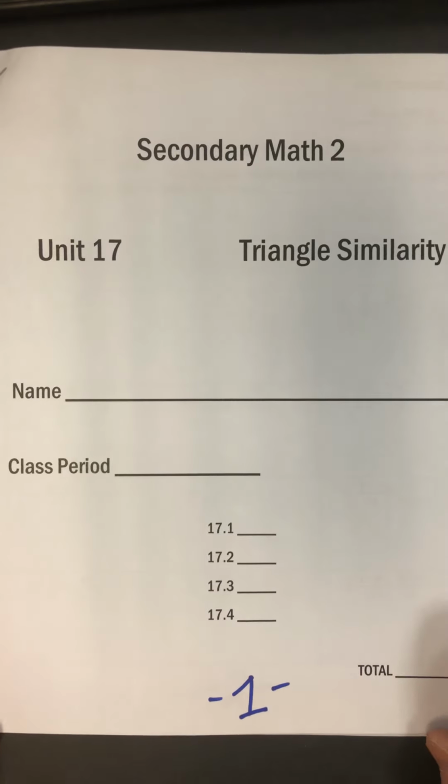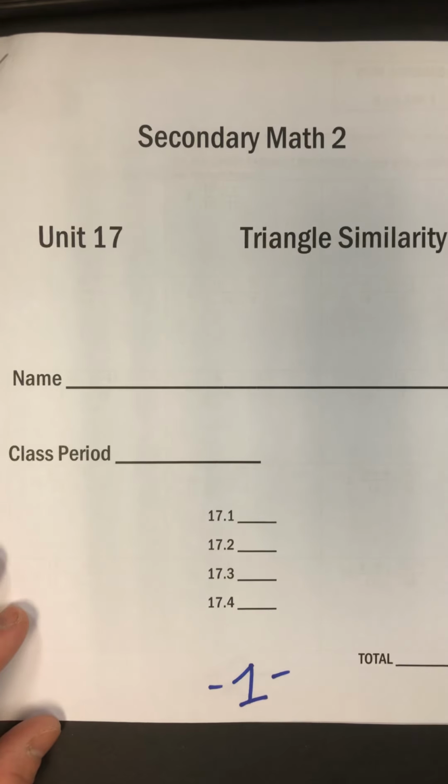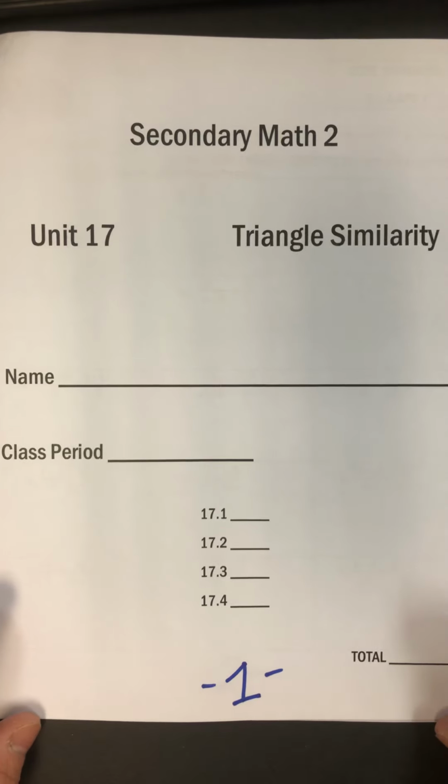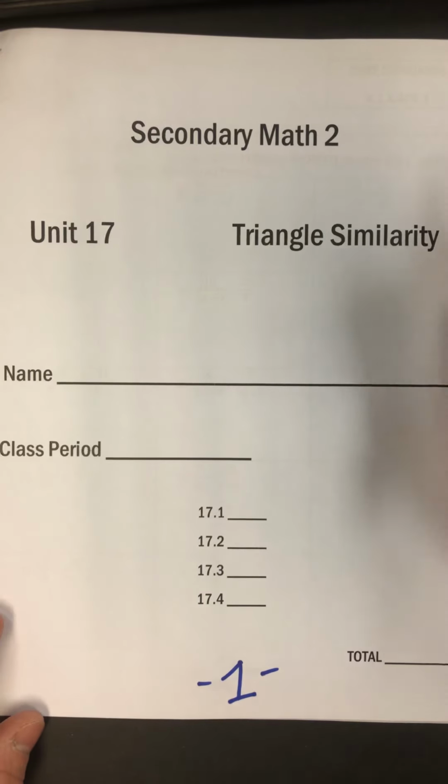All right, we're going to start Unit 17. There are 4 sections. The first one is proportions, a very quick one. Let's go to that. Let's turn to page 2.